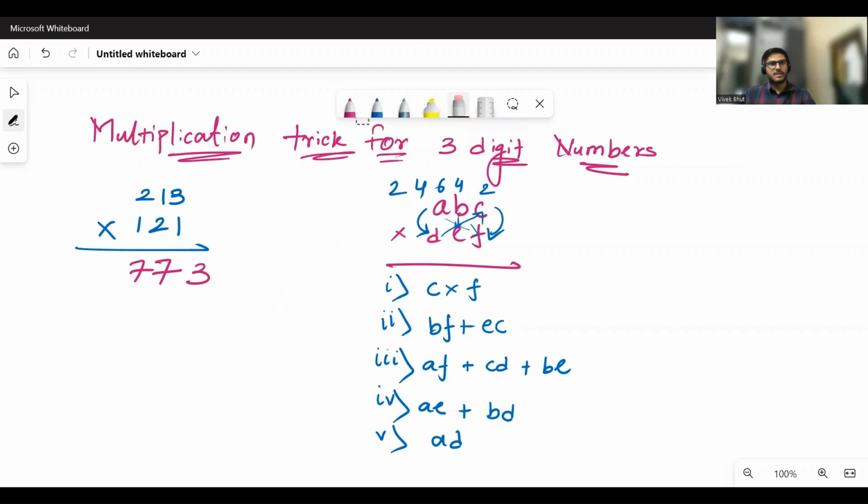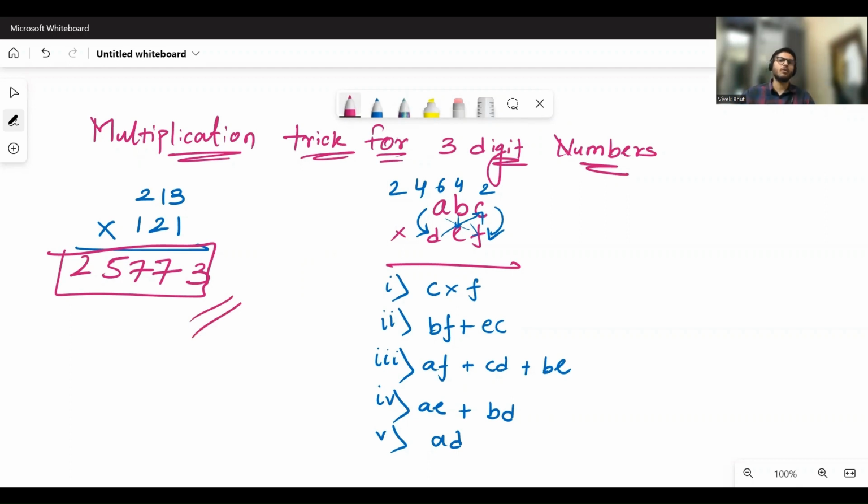And now the fourth step is A into E, which is 2 into 2, 4, and B into D, which is 1 into 1, which is 1, and 4 plus 1, 5. And the last step, 2 into 1 is 2. And that's it. We got the answer. 25,773. I hope that was very simple.